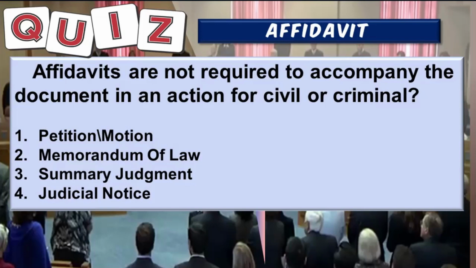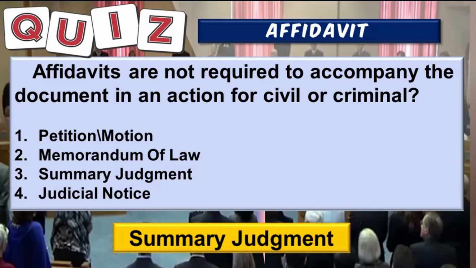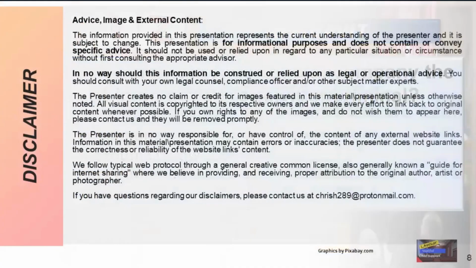So here's the next quiz question. When are affidavits not required to accompany the documents in a civil or criminal action? In the case of child support, it's both civil and criminal. So the first choice is petition/motion. Number 2, memorandum of law. Number 3, summary judgment. Number 4, judicial notice. So the question is, when are affidavits not required for which instrument you filed in a court? And the answer to that is summary judgment. You are not required to have an affidavit with a summary judgment, but you are required for the other instruments.